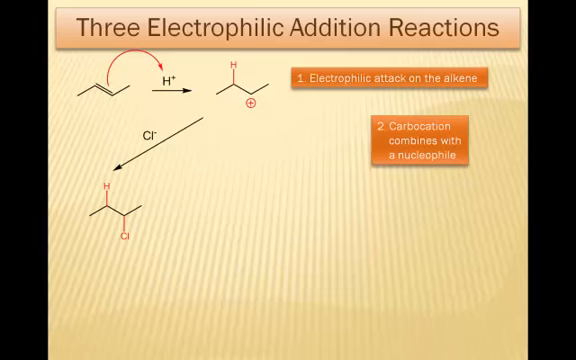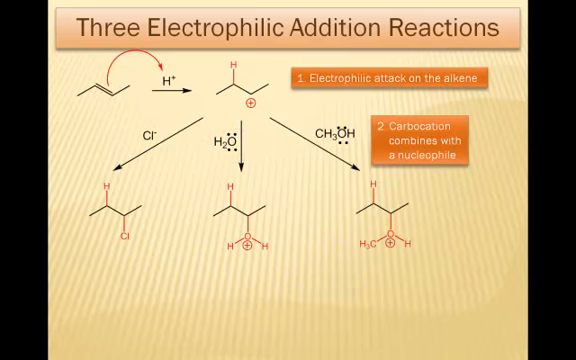In the case of the addition of hydrogen halides, that nucleophile is going to be the halide anion. In the case of the addition of water, that nucleophile is going to be a molecule of water. And in the case of the addition of alcohols, that nucleophile is going to be your alcohol molecule. You'll note that in the case of the addition of the halides, we have a positive charge and a negative charge coming together, and that neutralizes the charges, so our product is neutral.